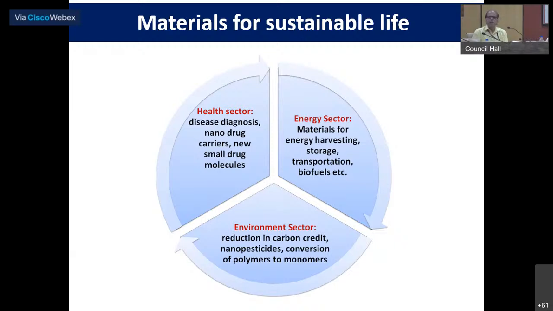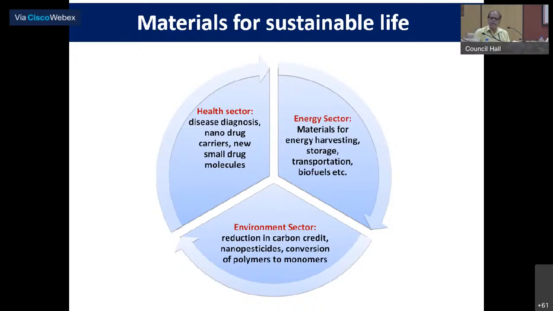Next is materials for sustainable life. Massive career is waiting for you in this particular field of materials. Namely, materials for health sector. One has to worry about disease diagnosis at early stage, nano drug carriers, new small drug molecules. In energy sector, one has to make efficient materials for energy harvesting, storage, transportation, biofuels. And in environment sector, one has to talk these days on reduction in carbon credit, nano pesticides, conversion of polymers to monomers. Polymer is a big menace.